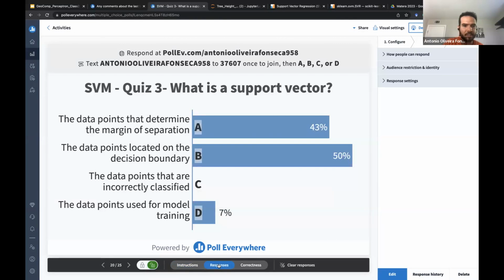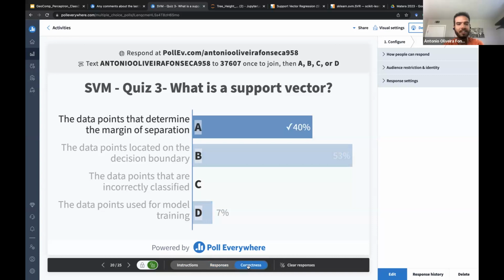Okay, the data, so there was a huge split here, right? So what's a support vector? The data points that determine the margin of separation, or the data points located on the decision boundary. Okay, I think we should perhaps try to discuss this one.